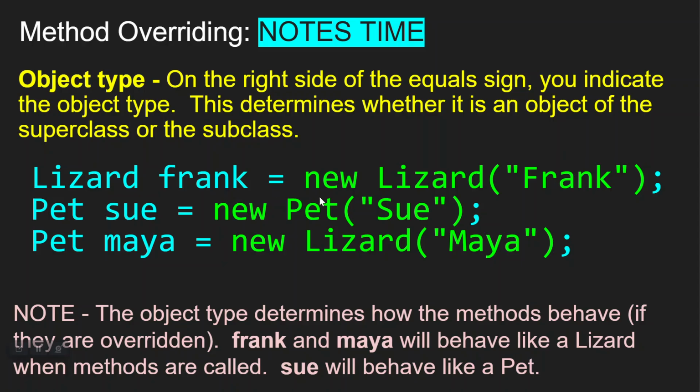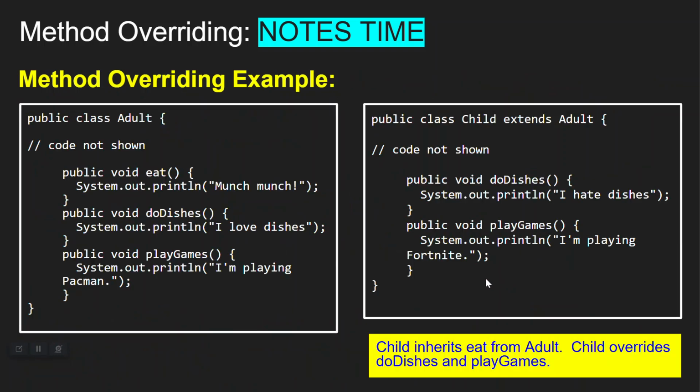However, Sue is an object of the pet class, so when you call methods using Sue, she is going to behave like a pet. And this will make a little bit more sense after we look at an example. So we're going to break this down by looking at an example.